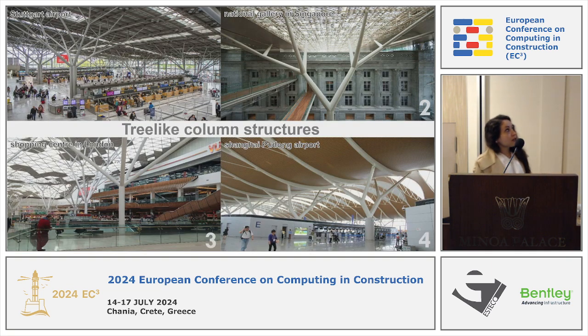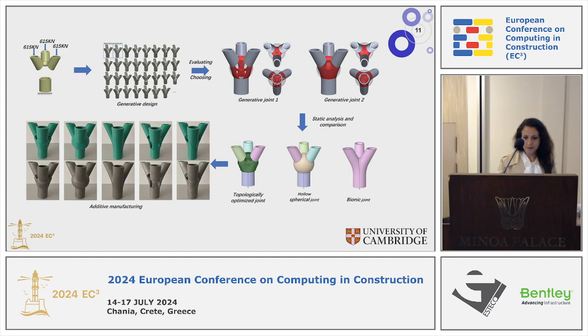In the case of generative design for steel structures, I prepared an example of tree-like column structures. So the first one is the Stuttgart Airport, the second one is the National Gallery in Singapore, the third one is the shopping center in London, and the last one is Shanghai Pudong Airport. This figure shows the details of this kind of joint.